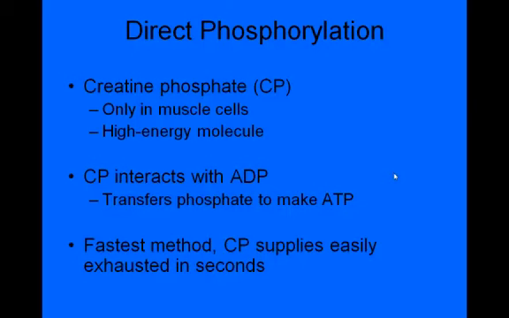Let's start with direct phosphorylation. Here you have creatine phosphate, called CP. It's only found in muscle cells, and it's a high energy molecule. All right, this is what we call quick and dirty. Now, all we have is CP interacts with ADP. Basically what happens is ADP stands for adenosine diphosphate. Remember, we want ATP, adenosine triphosphate. So ADP is going to steal a phosphate from CP, thus making ATP.